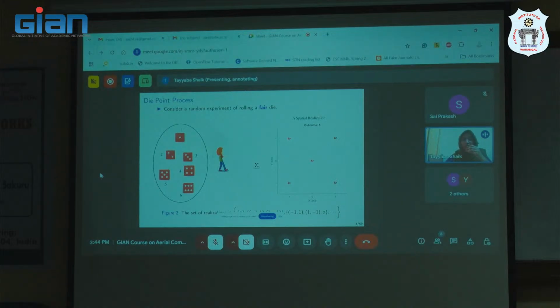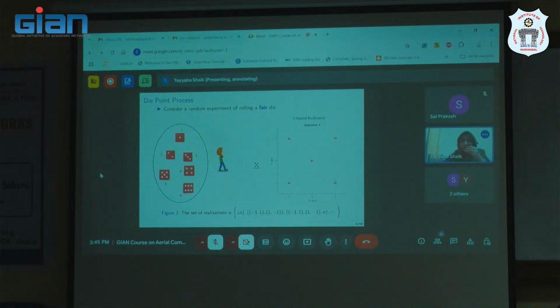This is just to form a foundation on what specific terms are. For example, this particular thing is called a pattern or a realization. And the set of realizations that we see are: empty for omega1 equal to 1, and for outcome 2, you see points at (1,1), (-1,1) and (1,-1). So these are all the set of realizations that you see.